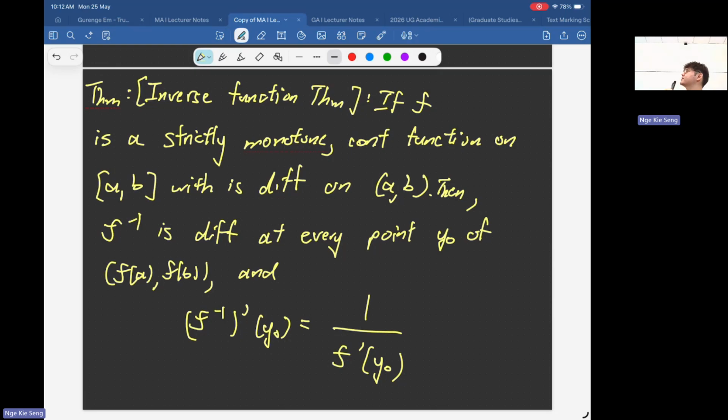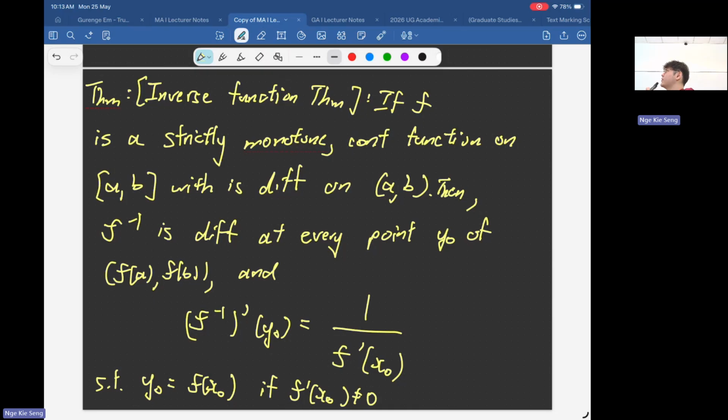Let's examine this. Does it make sense to put f prime on y naught? Where's y naught? y naught is supposedly in the codomain, right? So instead we should put the pre-image here, the pre-image of your y naught, such that y naught equals f(x naught). Because you are dividing, you need to make sure that the denominator is non-zero.